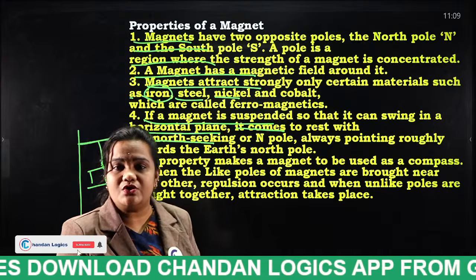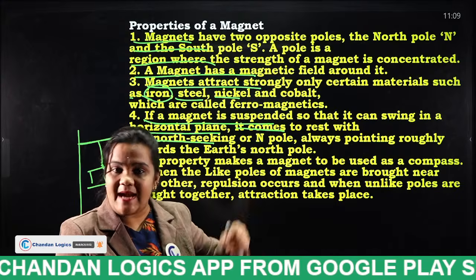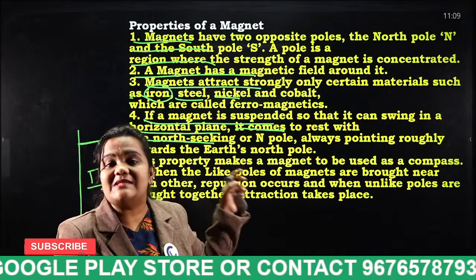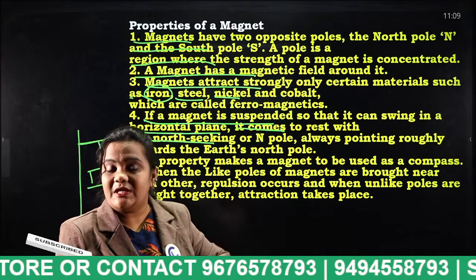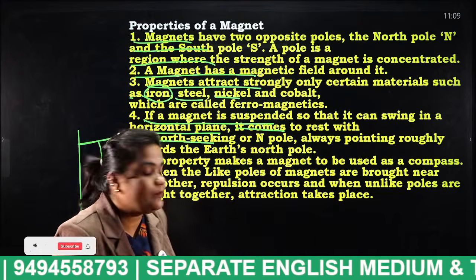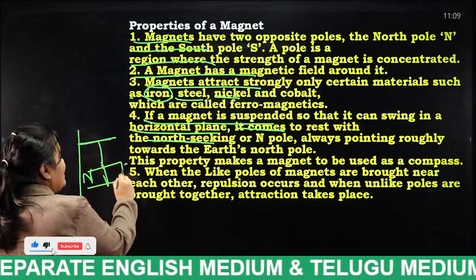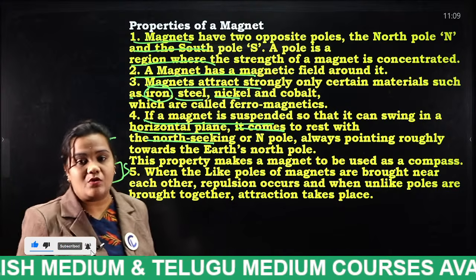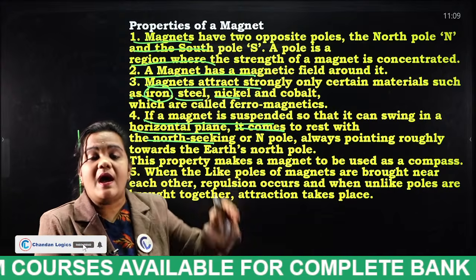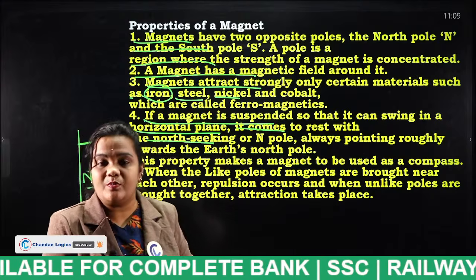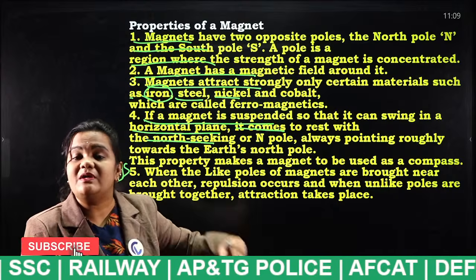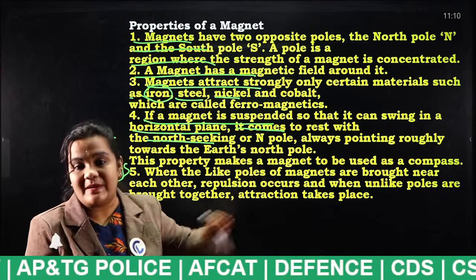What I told you, students, is that unlike poles attract each other. So when the magnet is suspended freely, what position will it take? It will take the position towards the north. Why? Because our earth lies in the south. As unlike poles attract each other, the earth is in the south position, so the magnet will be placed in the north position. This principle is also applicable to the compass.